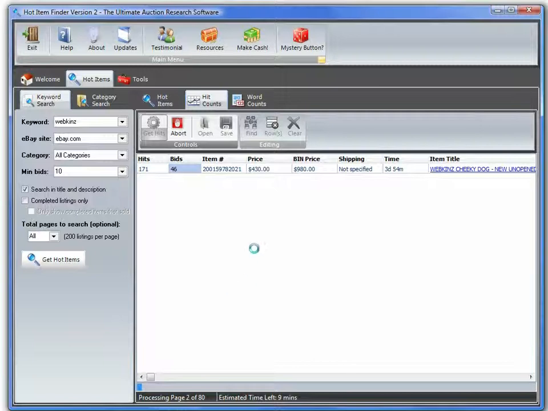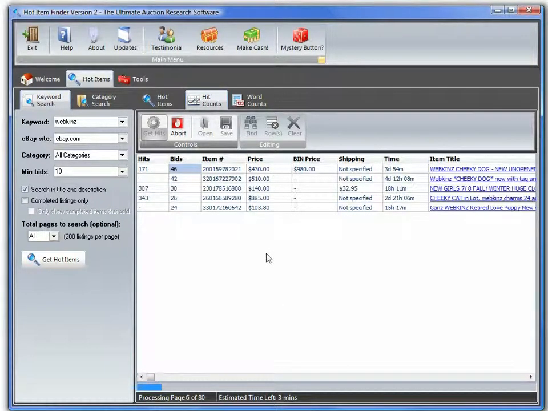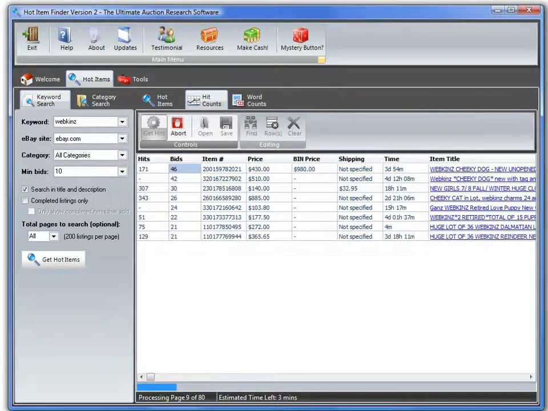Now, as we can see here, eBay is reacting extremely slowly right now. It looks like it's going to take 10 minutes. Usually it only takes about a minute, but that's probably a combination of things. Oh, it's speeding up a little bit here. It could be my internet connection, maybe my email's checking right now or something. I'm just going to pause the video and let this run through here.